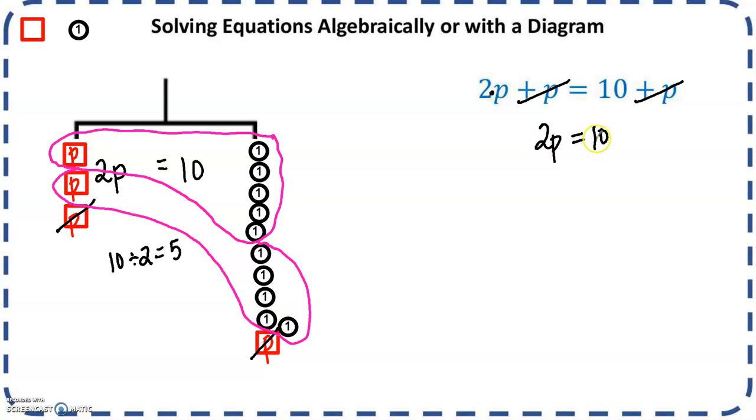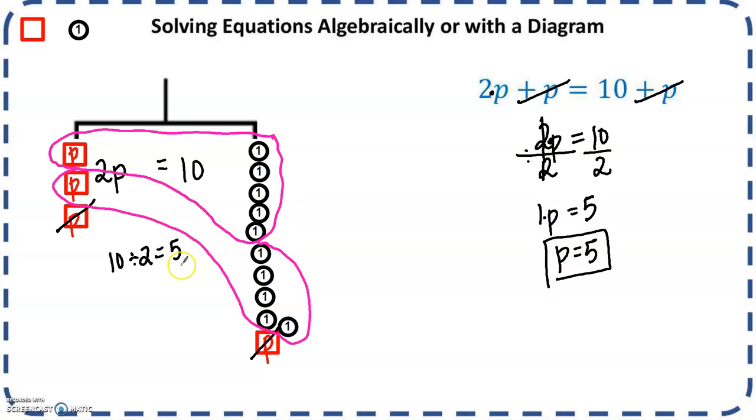2 times p equals 10. The inverse operation of multiplication is division. So I needed to divide both sides of my mobile by 2. Divide by 2. 2 divided by 2 is 1p, which equals 10 divided by 2, which is 5. But 1 times anything is itself, so p just simply equals 5, which is the same answer that we had in our mobile. So you can see that there's always 2 ways to solve.